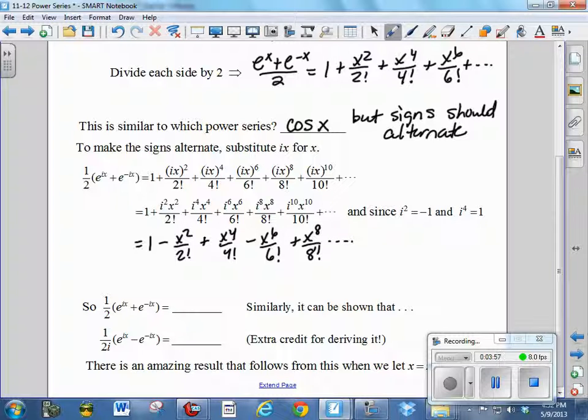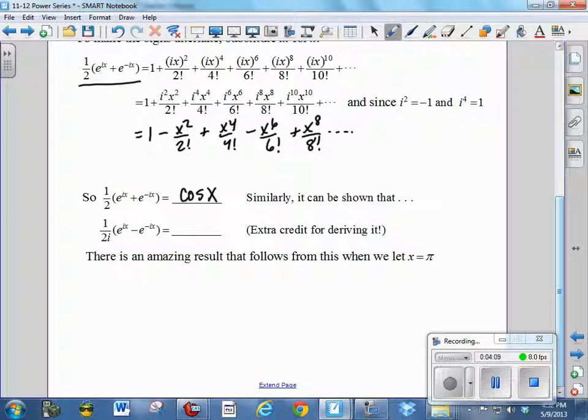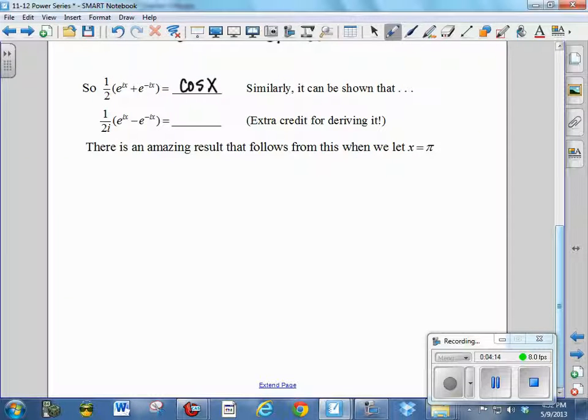So it turns out that 1/2 times e to the ix plus e to the negative ix is actually equal to cosine of x, because they have the same power series representation. If I went back and did something similar for sine, I'm going to leave that to you. If you want to derive that and turn it in to me, I'll give you extra credit. If you want to do a similar process and derive, it turns out 1 over 2i times e to the ix minus e to the negative ix is equal to sine of x. So notice this has an i in the denominator now, and then this is a minus.